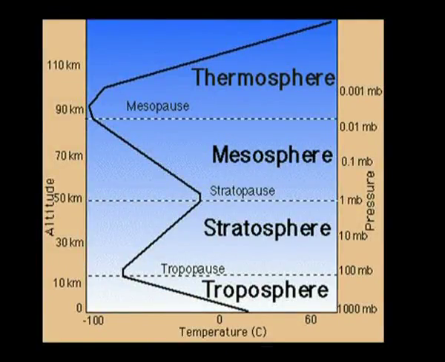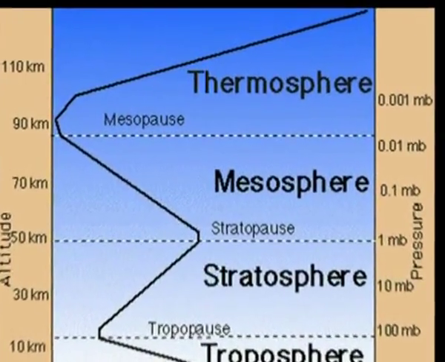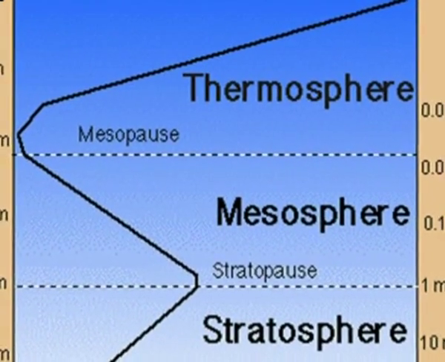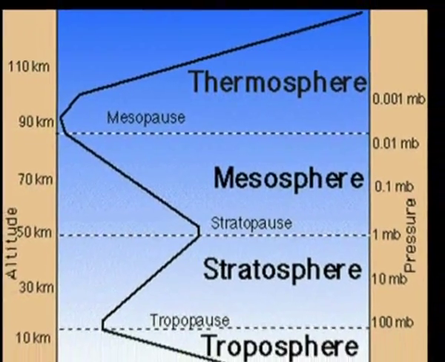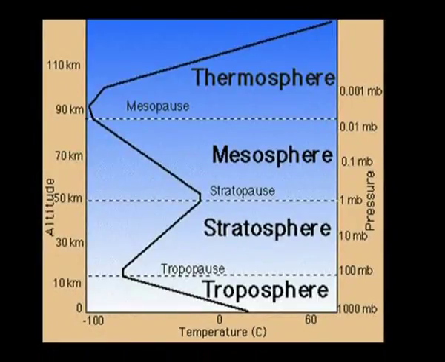On average, temperature decreases to as low as minus 100 degrees Celsius at the mesopause. Mesopause. The boundary between the mesosphere and the thermosphere is the mesopause. It is the coldest place on the Earth, with the temperature as low as minus 120 degrees Celsius at times.